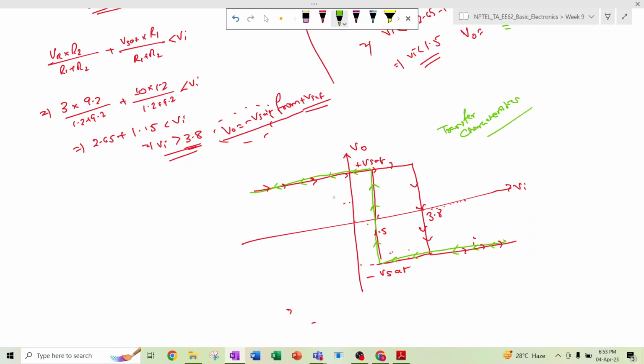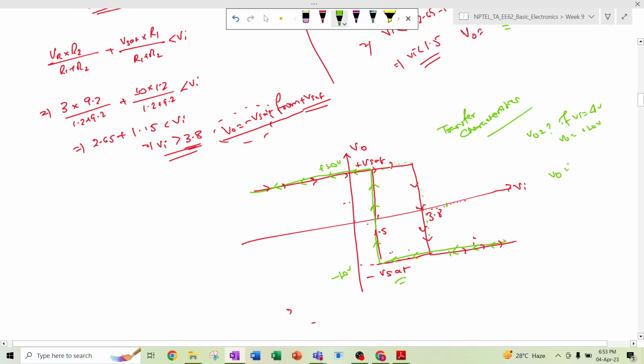So this thing is known as the hysteresis loop. This is the basic memory element. Suppose someone asks what will be the V0 if Vi is 4 volt. Then we can easily say the output will be plus 10 volt, since plus Vsat means plus 10 volt and minus Vsat is minus 10 volt, already given in the question.